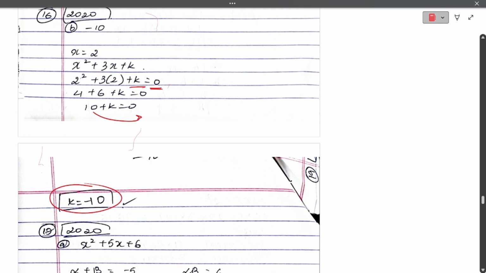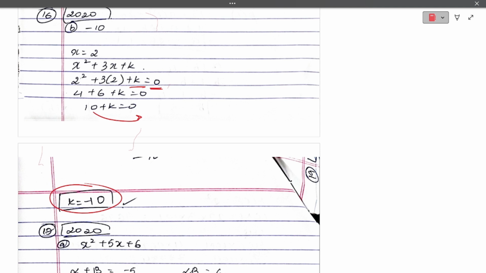Let me now read out the options. We have option A as plus 10, option B minus 10, option C minus 7, option D minus 2. Upon simplifying, you will be getting minus 10. Okay, clear? Yes. Now we will go ahead to question number 17.